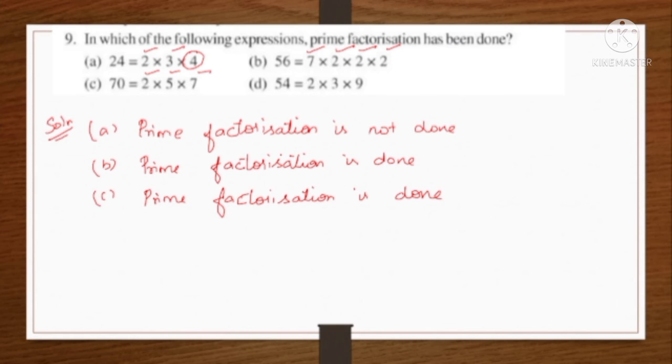Next, in subdivision D, 2 is a prime number, 3 is a prime number, but 9 is not a prime number. So prime factorization is not done. So this is the answer for sum number 9.